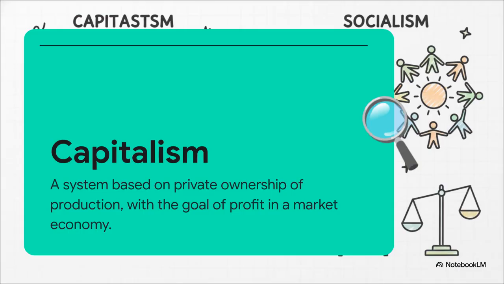All right, first up, capitalism. So what's it all about? Well, it really boils down to a few key things. First, private ownership. This just means that individuals or companies, not the government, own the stuff that makes stuff. The factories, the land, all the tools. Second, the whole point is to make a profit. That's the engine driving everything. And third, all of this happens in a market economy, where the price of things is decided by that classic dance between supply and demand.